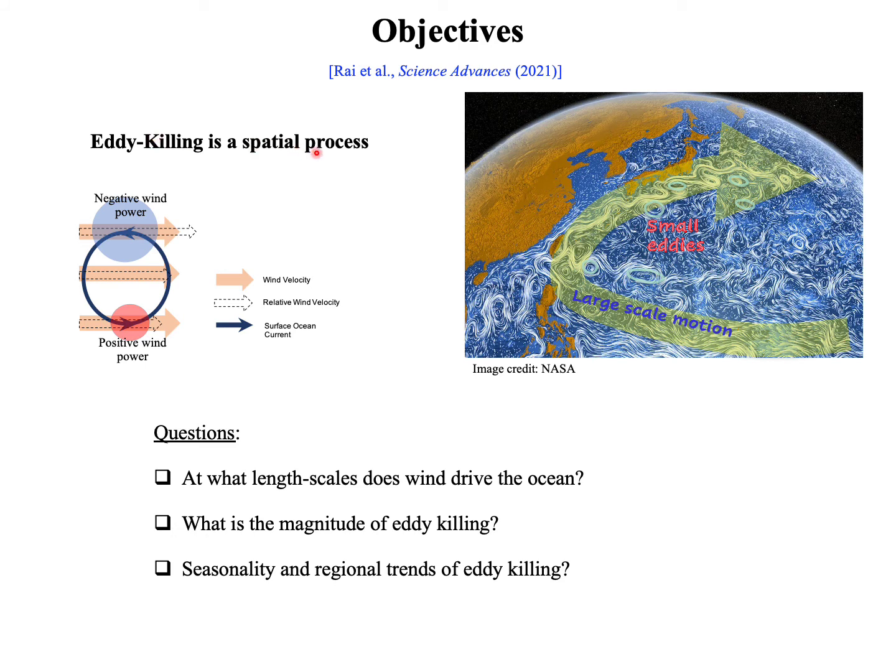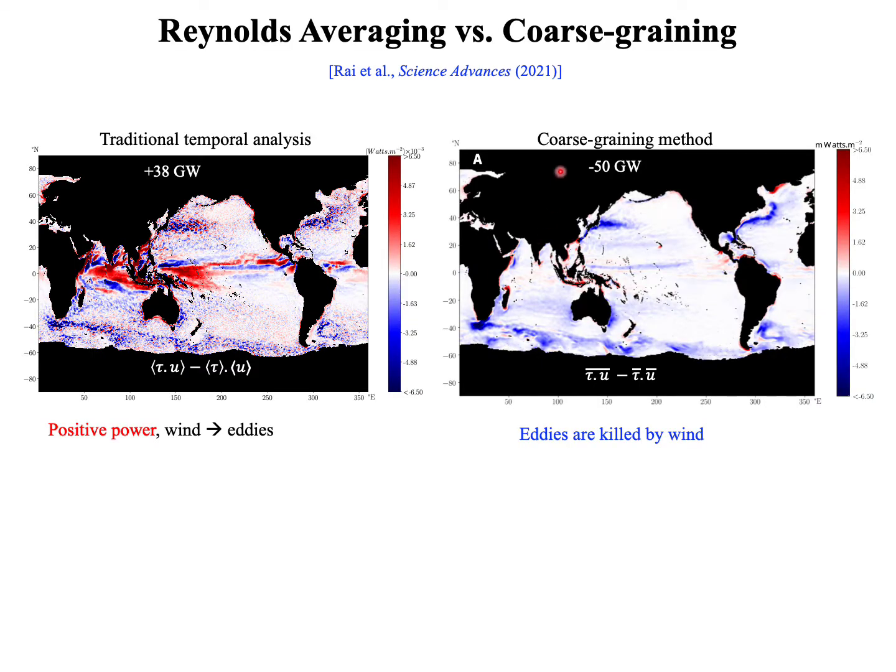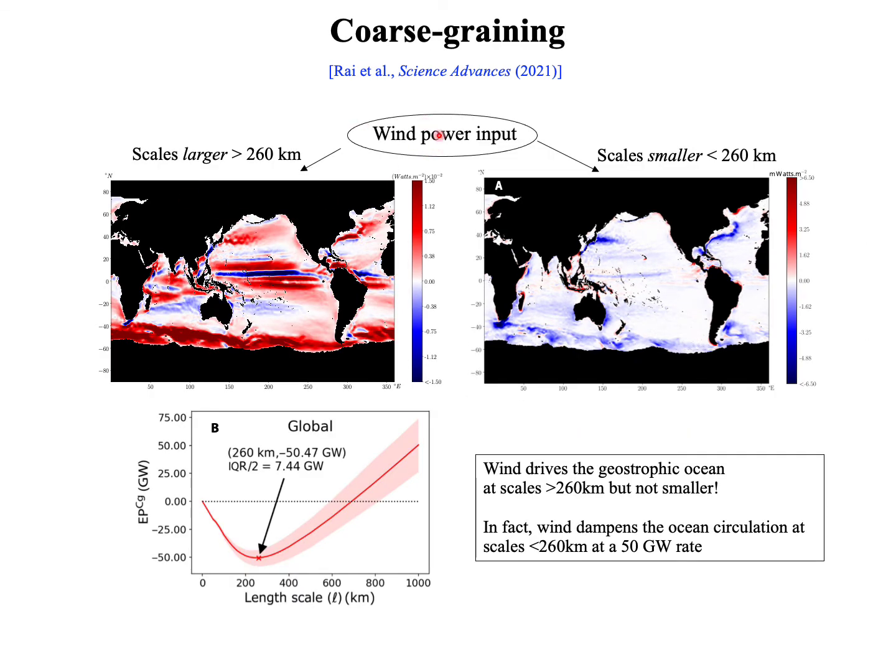Ultimately, eddy killing is a spatial process, and one needs to decompose things in length scale to be able to detect it. And this is what we find by coarse-graining. We see blue almost everywhere, and the eddy killing rate is minus 50 gigawatts. This is doing it the traditional way with temporal Reynolds averaging. You find a positive number, consistent with previous work. We find that wind drives the ocean at scales larger than 260 kilometers. It actually depletes the ocean's mesoscales, at scales smaller than 260 kilometers, as you can see here. The way we detect this number, 260 kilometers, is by doing a probe, a scan over all length scales, by varying this length scale L for coarse-graining, and we find 260 kilometers.